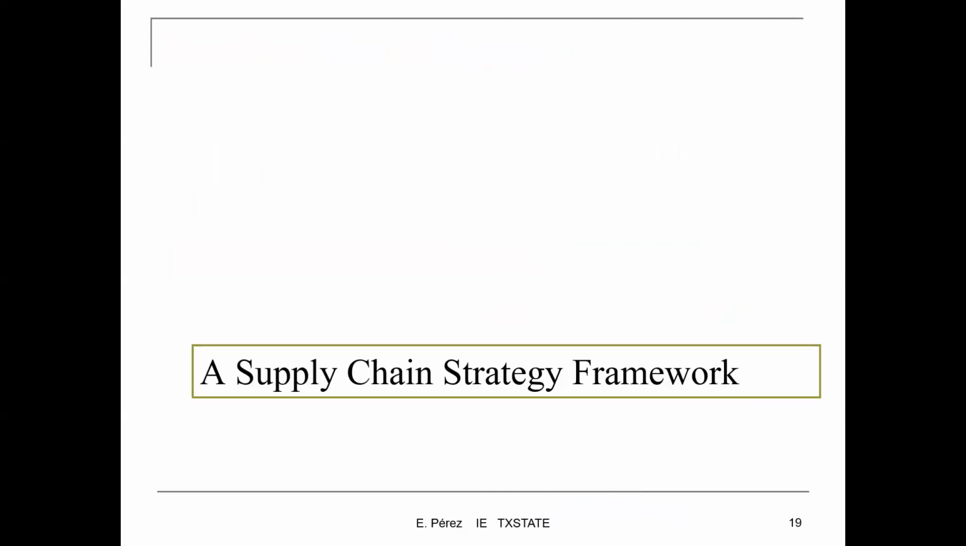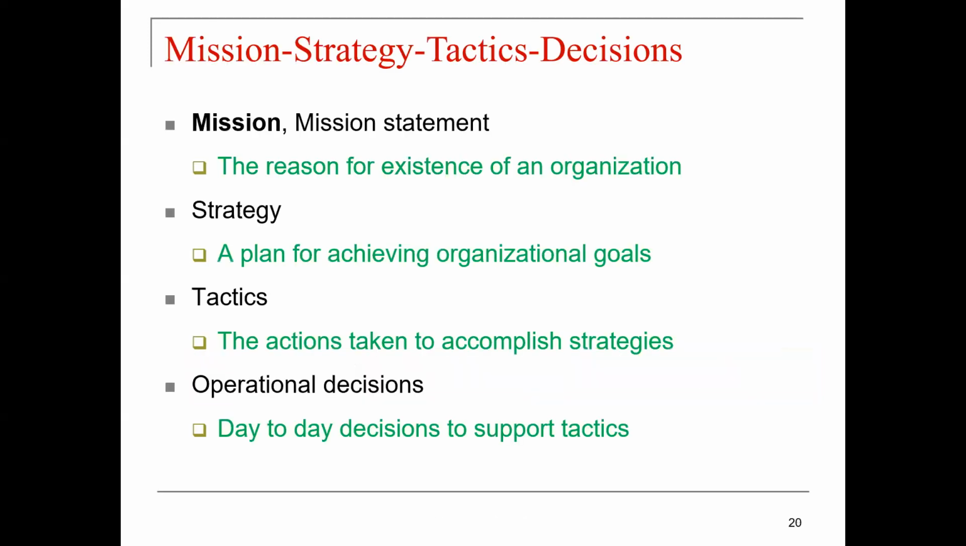So, a supply chain strategy framework. What are the mission, strategies, tactics, and decisions? The mission, or the mission statement, is the reason for the existence of an organization. The strategy is a plan for achieving the organizational goals. The tactics are the actions taken to accomplish the strategies, and the operational decisions are the day-to-day decisions to support those tactics.